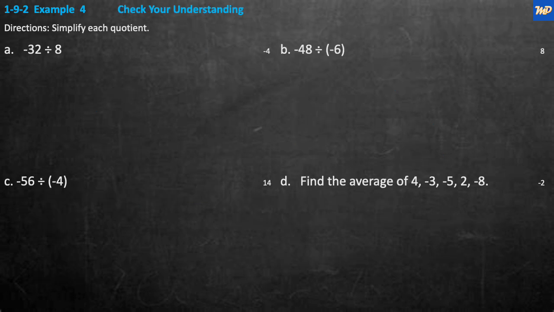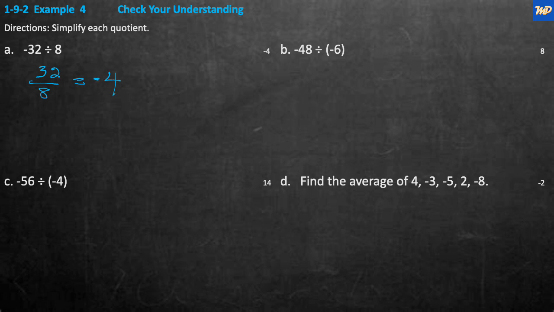Okay, example 4, check your understanding. Simplify each quotient. These first couple are going to be easy. We're going to start with negative 32 divided by 8, and that equals what? 4. So is it negative or positive? A negative and a positive, so that means it's negative, when you divide and the signs are opposite.